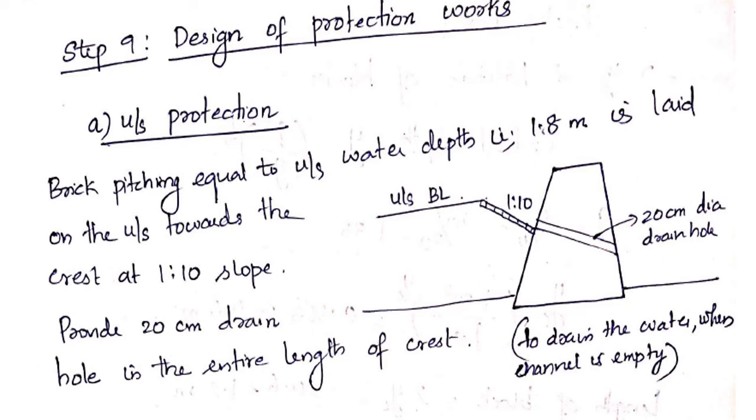Next is step 9, the design of protection works. First is upstream protection. On the upstream side, we are going to give a brick pitching like this, and the depth of this brick pitching is equal to the water depth, that is 1.8 meters, and it is laid on the upstream side towards the crest at a slope of 1 in 10. And a 20 centimeter drain is provided from this point for draining the water on the upstream side at the time of maintenance or any other works.